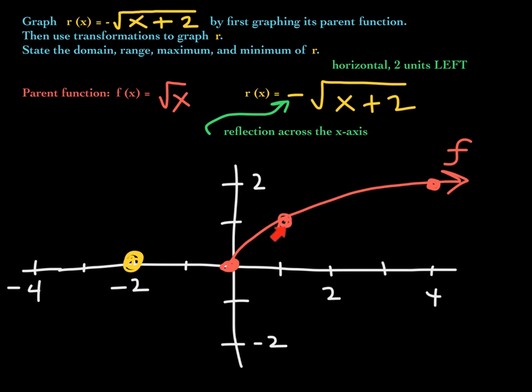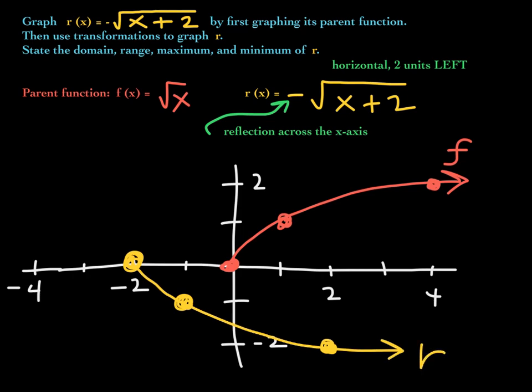Let's try this one. This is 1, 1. When I move it 2 units to the left, it becomes -1, +1. When I reflect that across the x-axis, it becomes -1, -1. All right? I took the opposite of my y value. Finally, this is 4, 2. When I move it 2 units to the left, it becomes 2, 2. When I reflect that across the x-axis, it becomes 2, -2. Again, just negate or take the opposite of your y value. So then the curve now looks like this, everybody. This is the curve for function r.